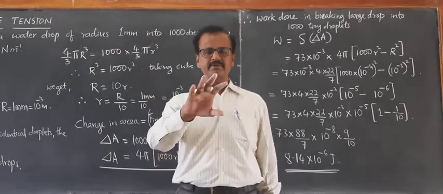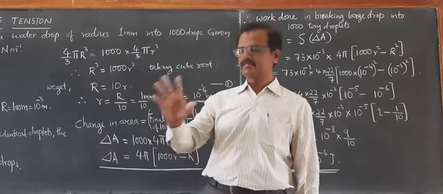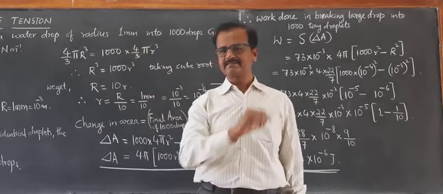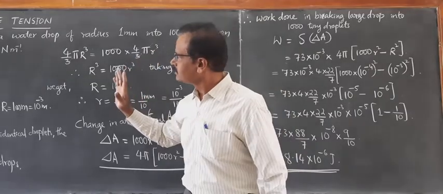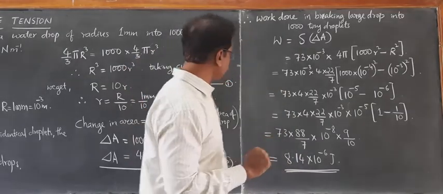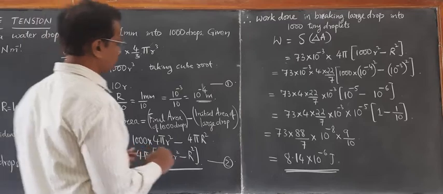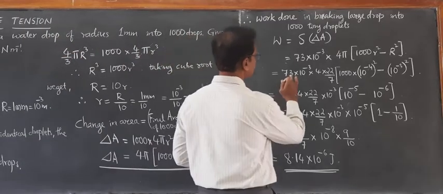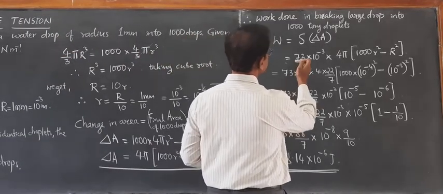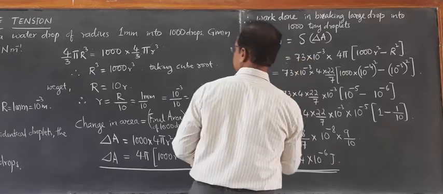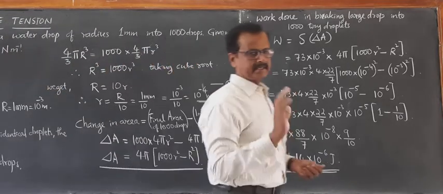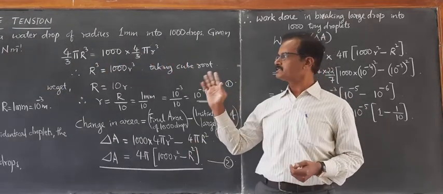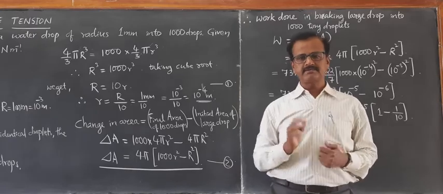The question may be reversed. The same question I am giving you in reverse order. Surface tension of water is 72. Okay, I have taken 73. You can take 72, there is no problem. Okay, you take 73 into 10 raised to minus 3 Newton per meter as surface tension. Take the same value.